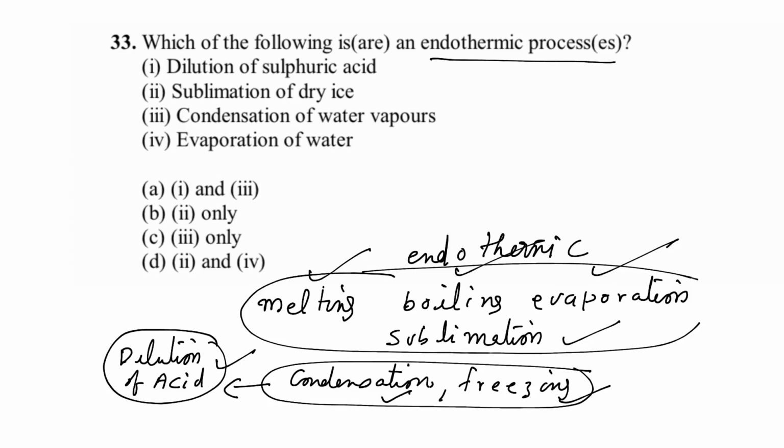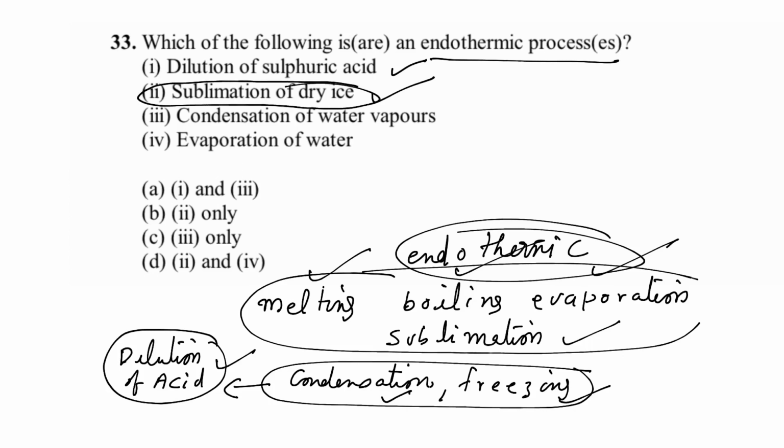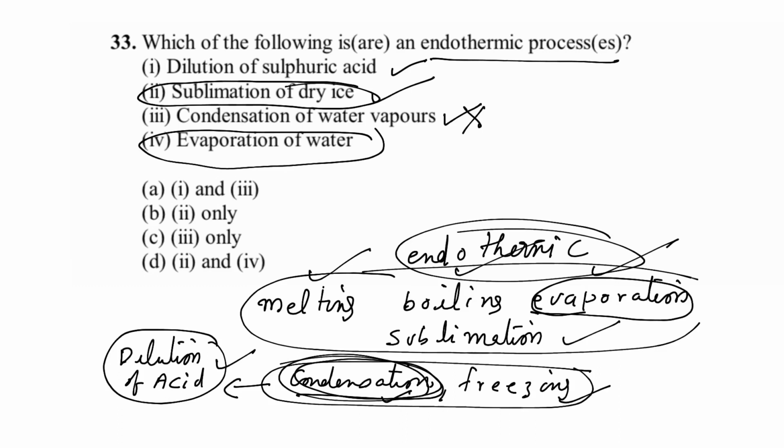Now check the options. Dilution of acid, it is exothermic. Sublimation of dry ice. Sublimation comes under endothermic, right? So it is endothermic. Now condensation of water vapor, it comes in exothermic. Now evaporation comes in endothermic. Okay, so 2 and 4. D is the right option. Sublimation and evaporation are endothermic, and condensation and dilution of acid are exothermic. So D is the right option.